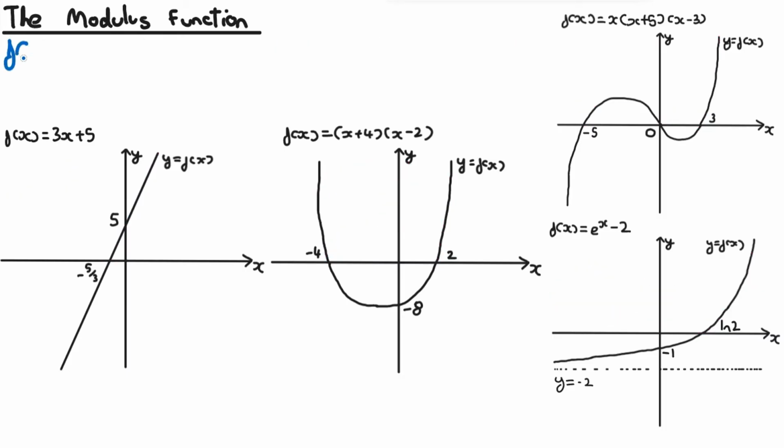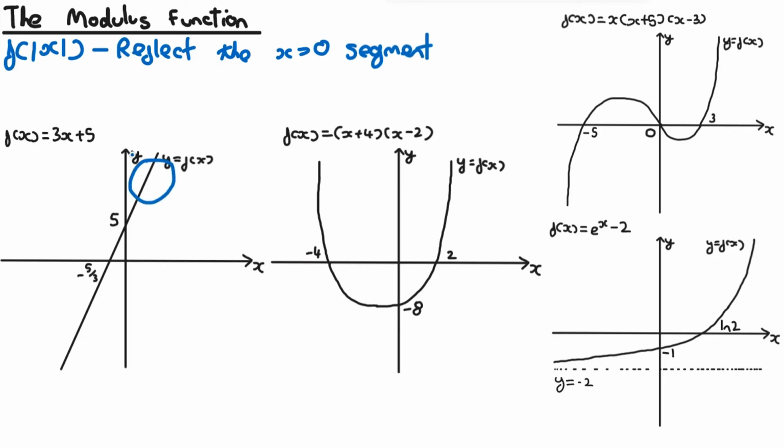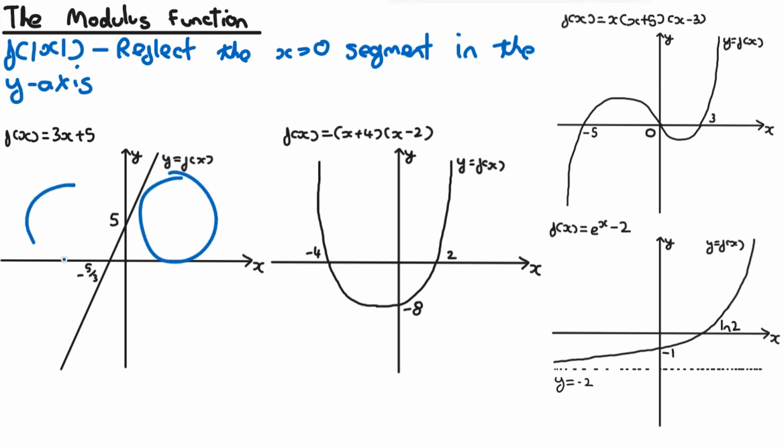If we have the function f of x, if we apply the transformation f of the modulus of x, this will reflect the x is bigger than 0 segment. So this will be this segment here. This will reflect this in the y-axis. So this will be reflected on to this side in the y-axis. And what you actually find is you just copy this side on to this side.